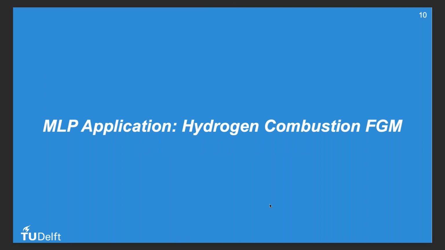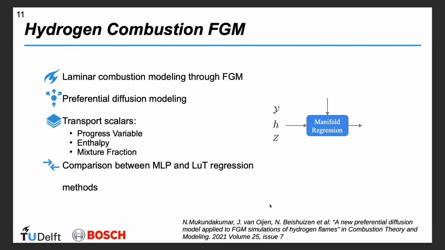So let's talk about simulations. A nice application of this from my work: hydrogen combustion with a flame generated manifold. I'm currently working on the modeling of laminar combustion through a flame generated manifold. Now, what is a flame generated manifold? You basically reduce your chemistry problem by grouping your transported scalars, instead of being your species concentrations, into something called a progress variable. This measures the state of the reaction. And then you interpolate your thermodynamic state through a lookup table, or in this case, a multi-layer perceptron.